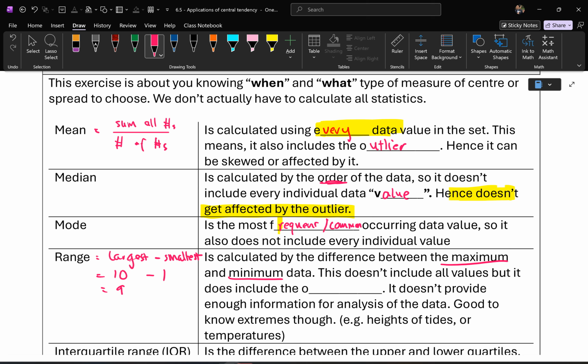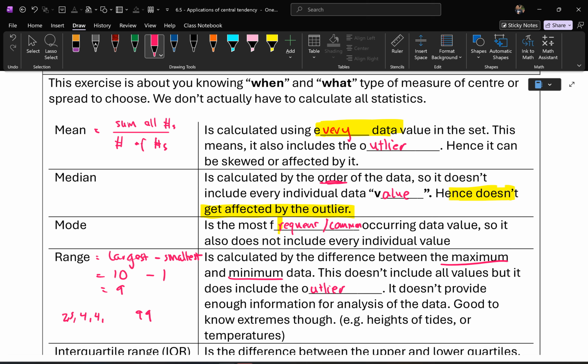So if I had a class that had, say, 2, 4, 4, 3. Oh, sorry, I should write a 3 over here. 3 as their percentages, and then suddenly I got a student who's got 99. Maximum is 99, minimum is 2, but that person skews the range. So that's why outliers affect the range, just like it affects the mean, because you're counting it as part of your calculation. Okay? So here, this doesn't include all values, but it does include the outlier. So it doesn't provide enough information for analysis.